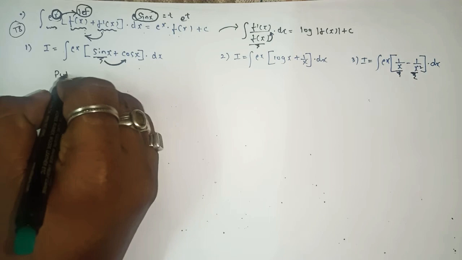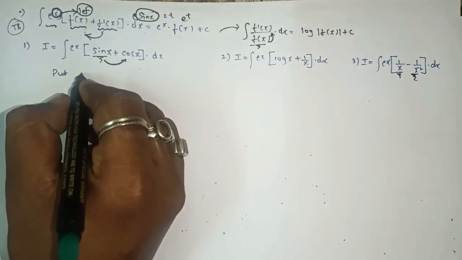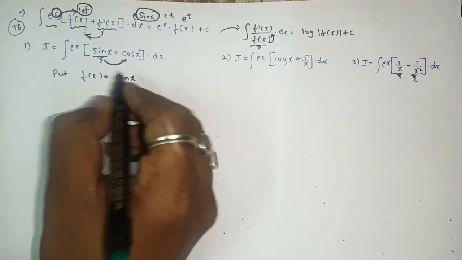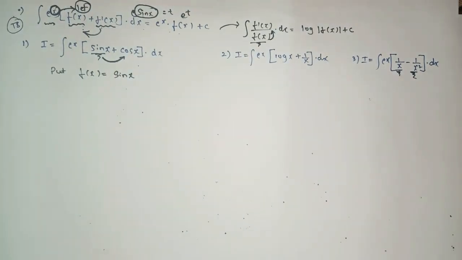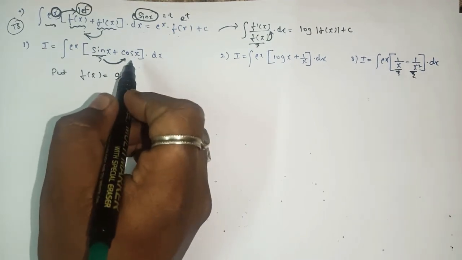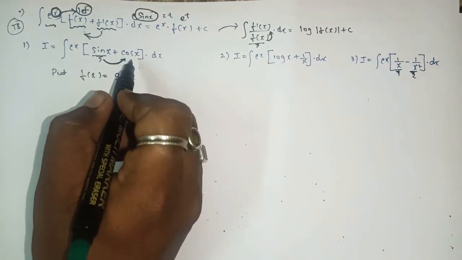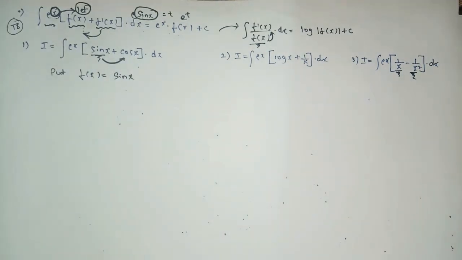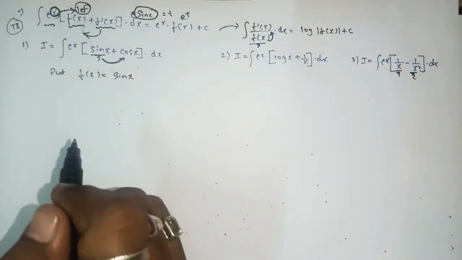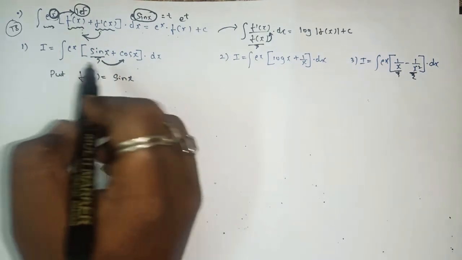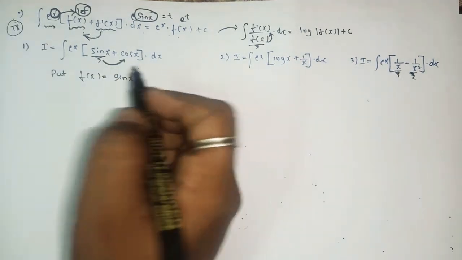Here we'll put f of x as sin x, yes or no? Because the perfect derivative of sin x is cos x. If we consider cos x as f of x, the derivative of cos will be minus sin, so you have to adjust the minus sign, and after adjustment it should also match the previous step. So why do all this unnecessary work?